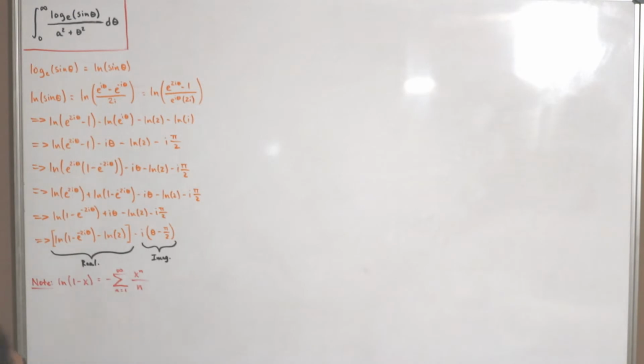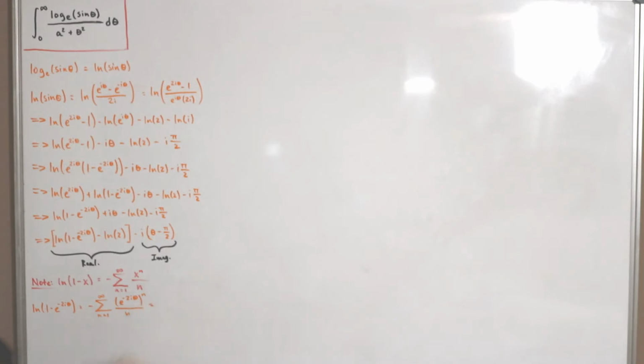Using this little fact, I can rewrite our ln of 1 minus e to the power negative 2i theta into the Taylor series form. So ln of 1 minus e to the negative 2i theta is simply equal to negative the infinite sum, n equal to 1, and I'll just plug x with our e to the negative 2i theta, so positive e, whoopsies, e to the negative 2i theta, to the power n, and then divided by n. Don't forget that.